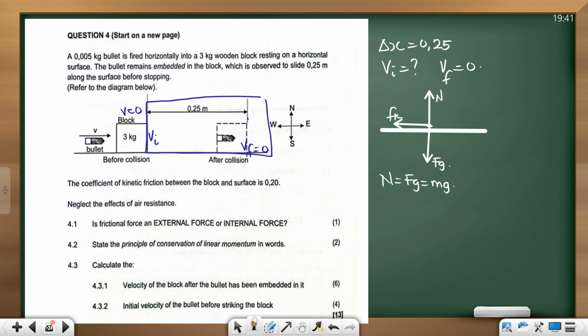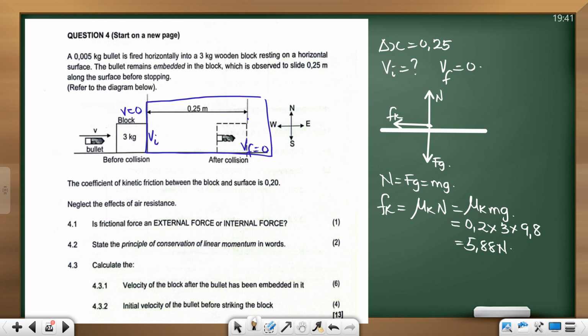Give us the friction coefficient. What do we know? The friction force is Fk = μk·m·g. What is the coefficient? 0.2. What is the mass of the block? 3. What is g? 9.8. So 5.88, what unit? Newtons. That's what we know. What are we looking for?